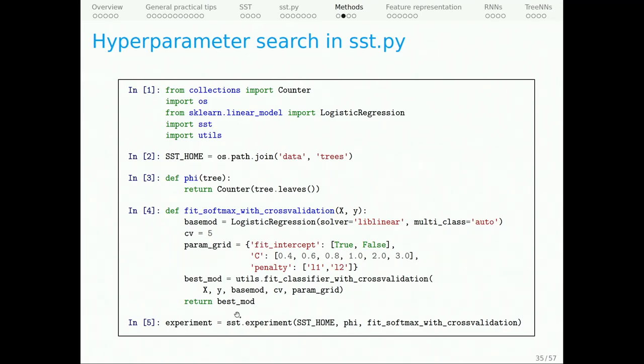And then I've included in the software for the course in utils, fit classifier with cross-validation. You give it your data set X, y, your base mod, your param grid, and the CV value. And it will find for you via cross-validation, so it should be pretty responsible, the best model. And then you return that.